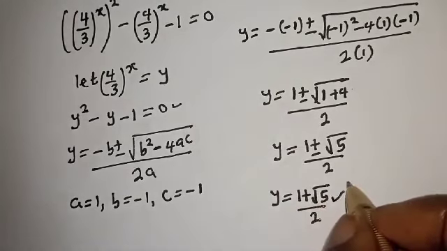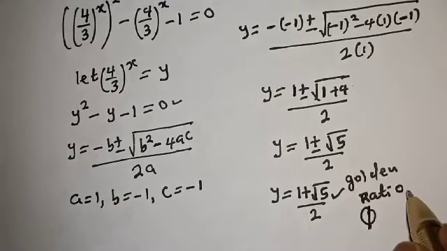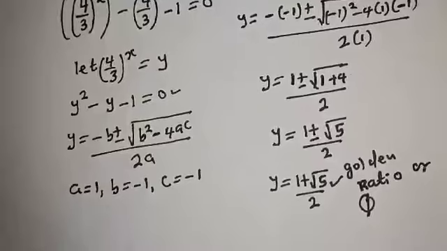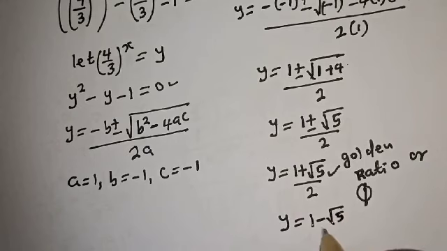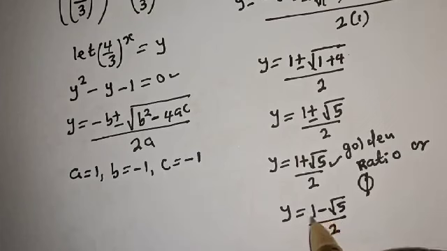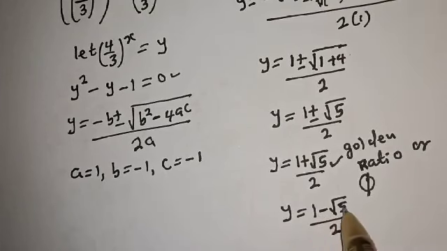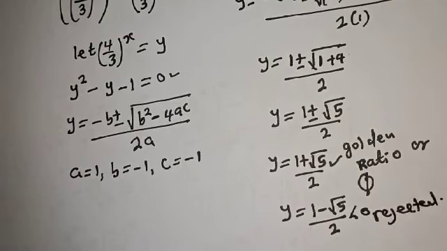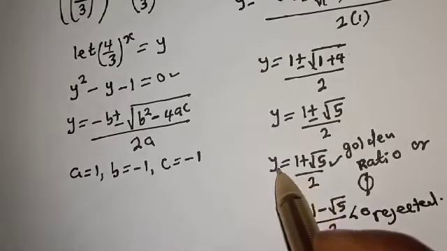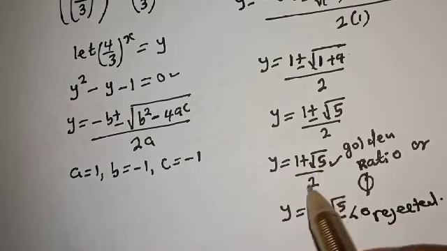This is called golden ratio, golden ratio phi, or y is equal to 1 minus square root of 5 over 2. But if you look at this, y is equal to 1 minus square root of 5 over 2, this is less than 0 and is rejected. The only real solution we have is this. Y is equal to 1 plus square root of 5 over 2.